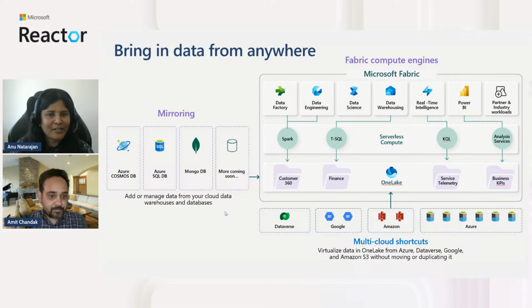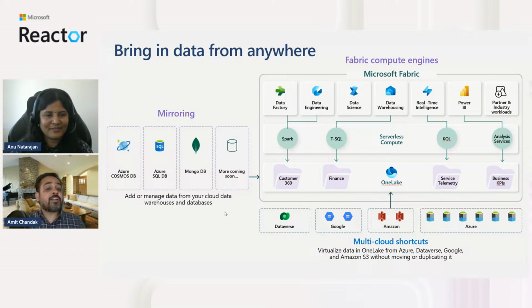This is my favorite slide, Amit. There are two important things which Microsoft has done, basically mirroring and shortcuts. Now this is really special. One of the challenges for us is to bring the data from other sources, specifically whether those sources are already in Delta or not in Delta.